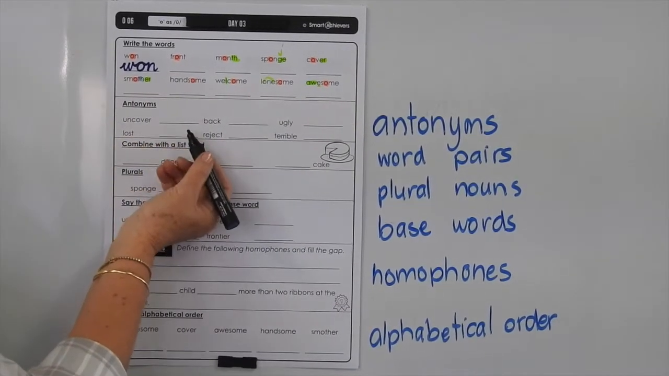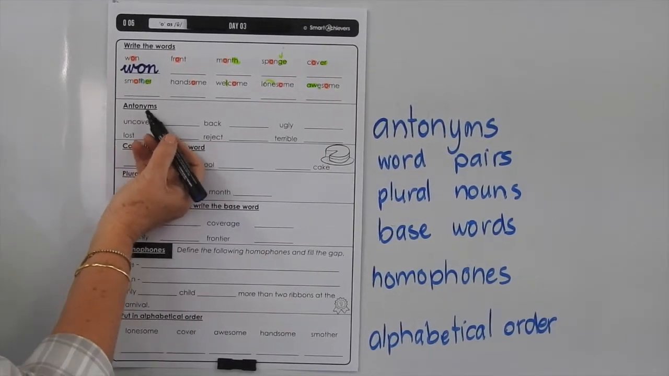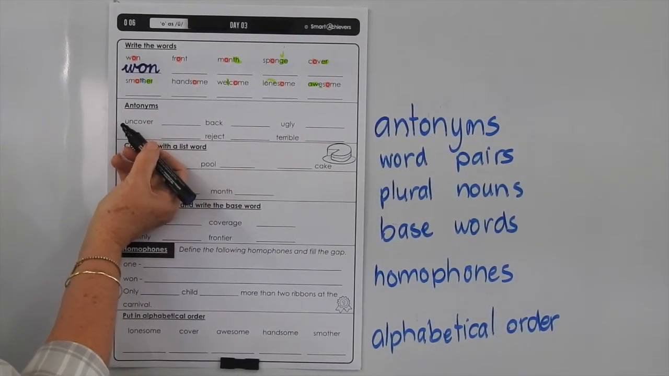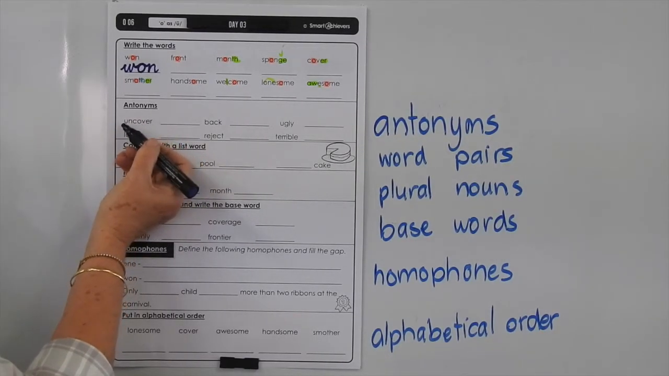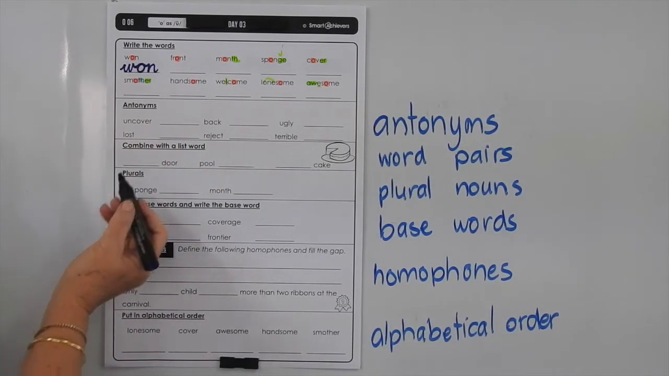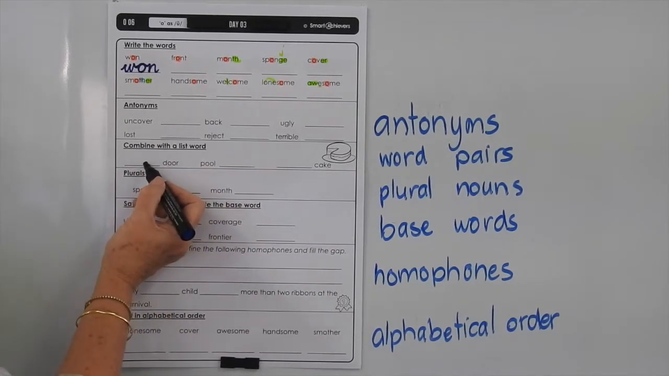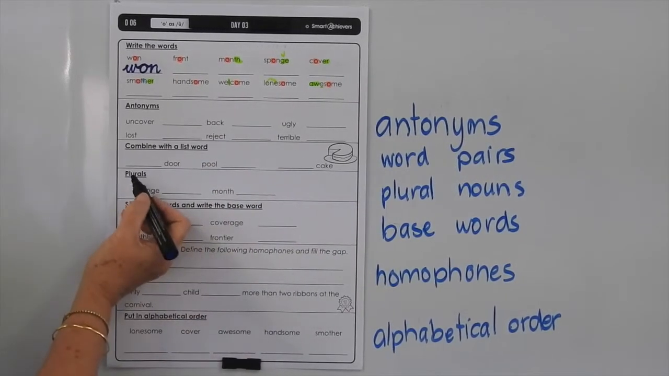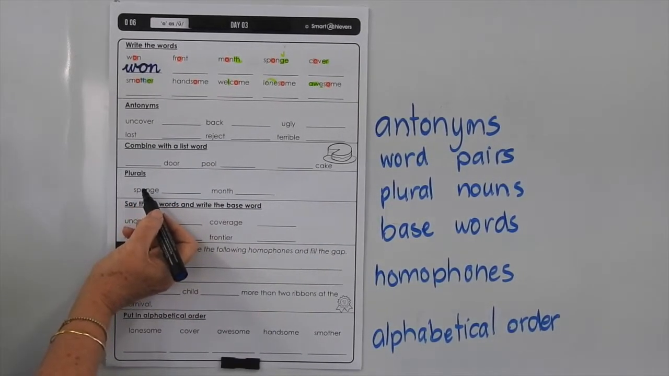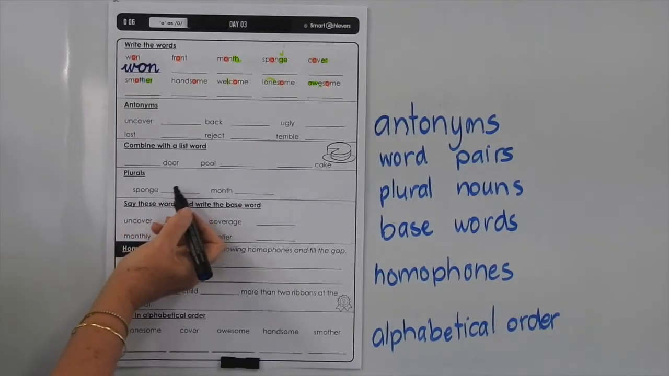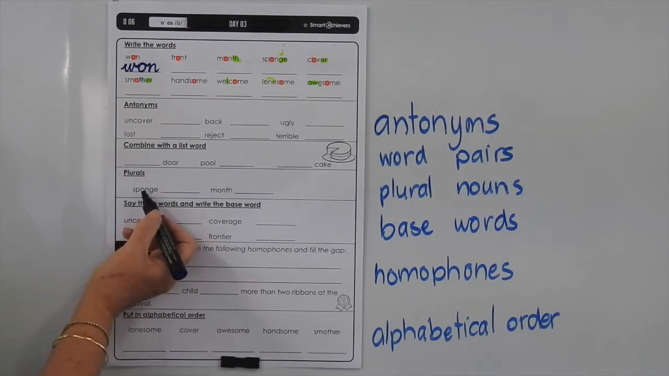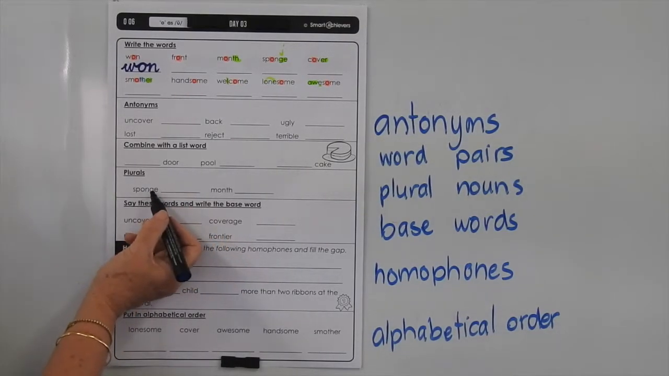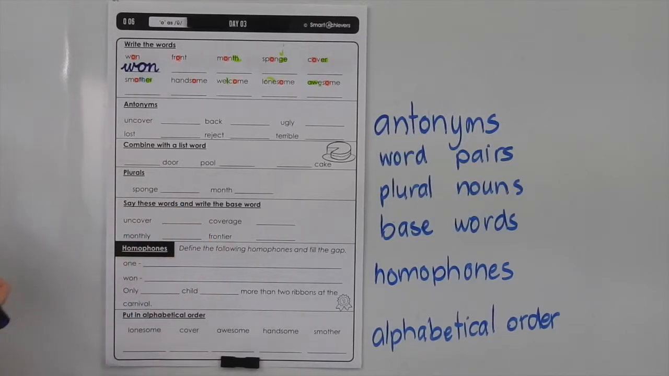Okay, antonyms here, you know that antonyms mean the opposite, so you've got to find a list word that means, this one says uncover, so we've got to find a word that means the opposite to uncover. Combine with the list word, you're looking at common word pairs here, a word that would go with door, pool and cake. Plurals, generally when we form a plural noun, we're adding an S, so sponge, you're hearing the iz at the end, so you know that's going to be an ES. The E is already there, so you only need to add the S.